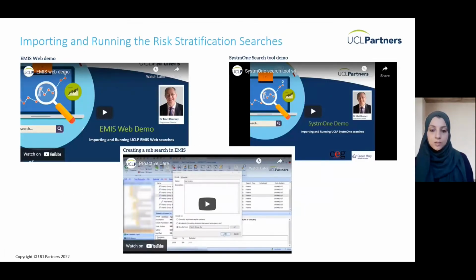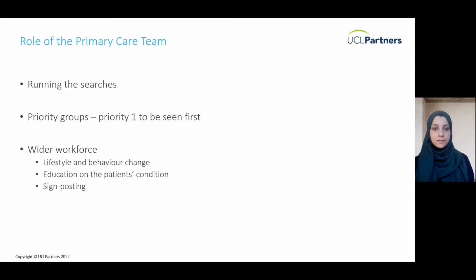These are some screenshots from the UCLPartners website on the different videos that we have to import and run the searches. So once the searches have been imported onto the GPIT system, so that would be either EMIS or System 1, the search is then easy to run, so you can just watch the video and follow those instructions. The searches can be run by any member of the primary care team, so that could even be non-clinical staff who have been trained on using the GPIT system.